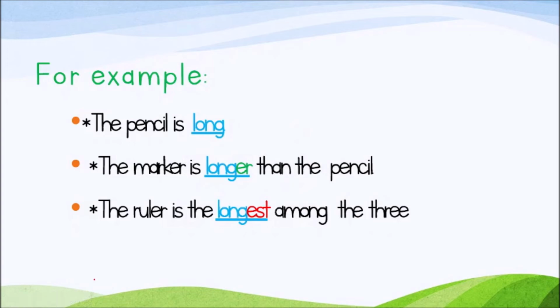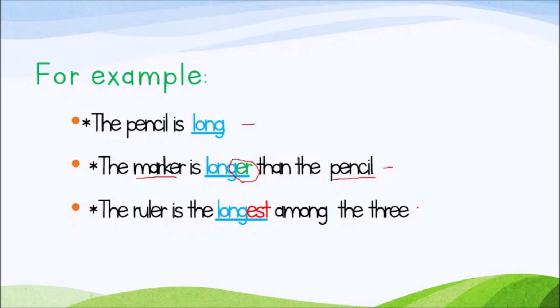Example. The first example is in positive degree: the pencil is long, because we are simply describing the pencil. The second example, the marker is longer than the pencil. This is already in comparative degree because we are comparing the marker and the pencil. And as you can see, we add er for the comparative degree.